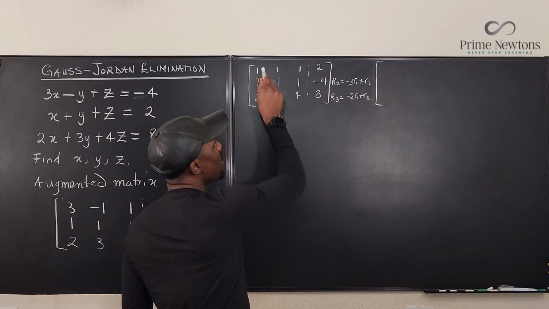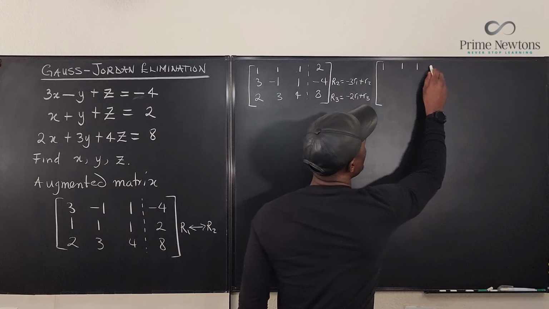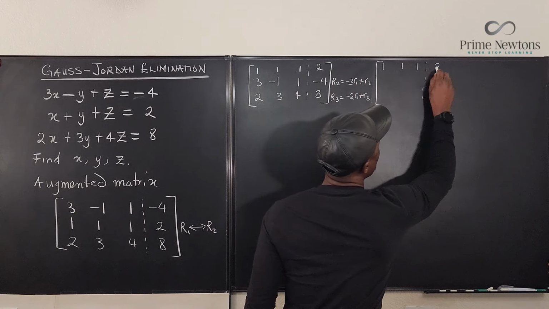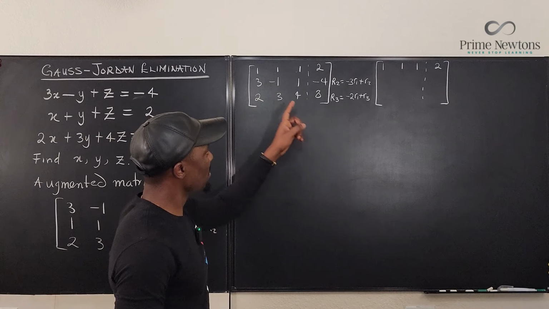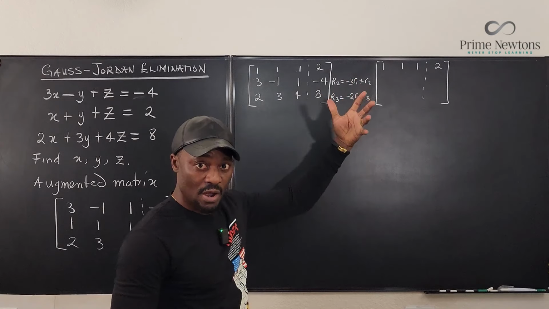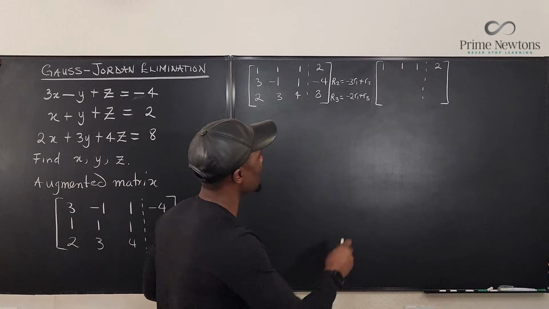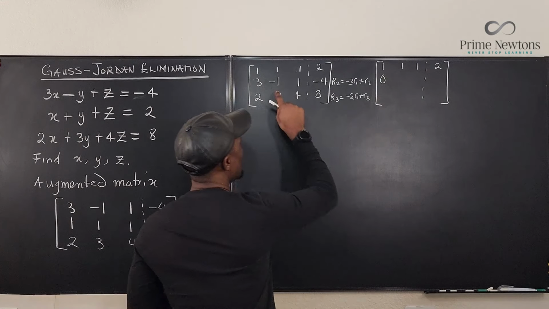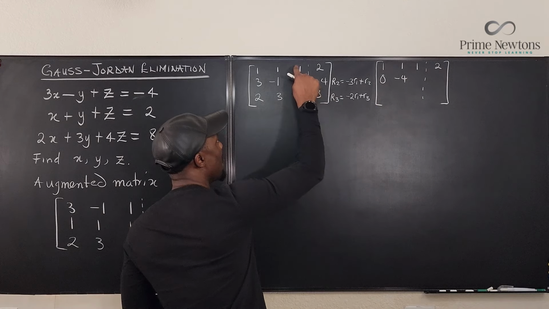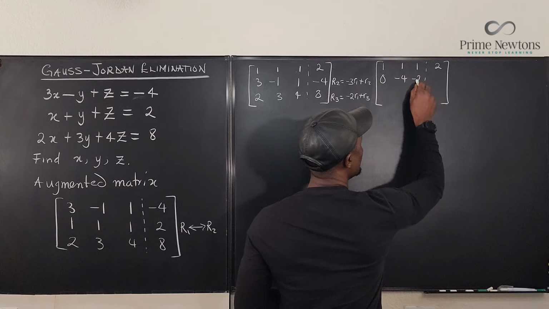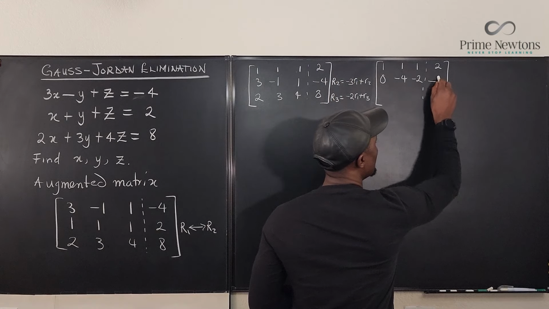So we're going to keep 1, 1, 1, 2. And then this is going to be R2 minus 3 R1. That's easier for you to compute. R2 minus 3 of this gives you 0. And then this minus 3 of this is negative 4. And then 1 minus 3 is going to be negative 2. And then negative 4 minus 6 is going to be negative 10.